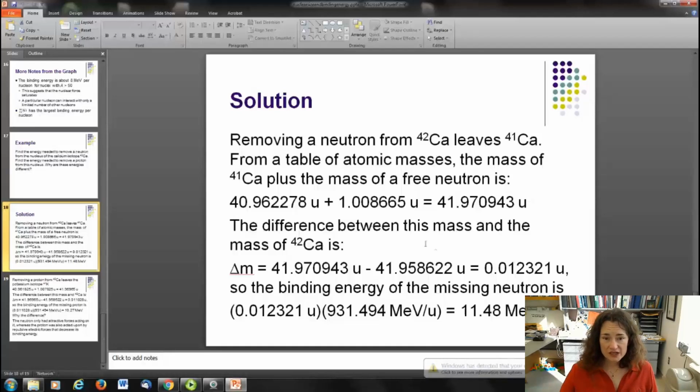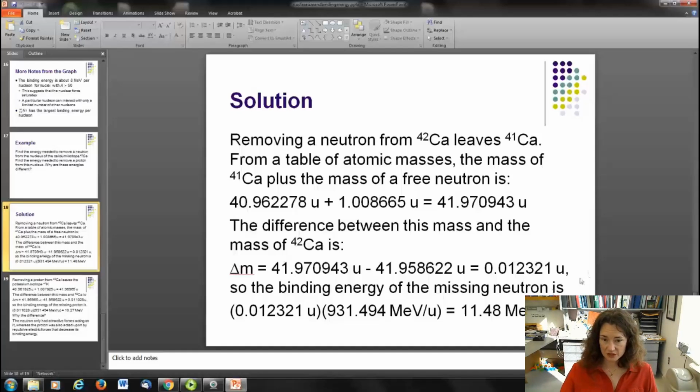Now, if you look at the mass of the 41 calcium plus the neutron, you get that mass. Now, let's find the difference between the mass that we just found, 41.970943, and the mass of 42 calcium, which you can also look up in the table. When you do that, you'll see that the mass of the 41 calcium and the free neutron is larger, of course, than the mass of the 42 calcium.